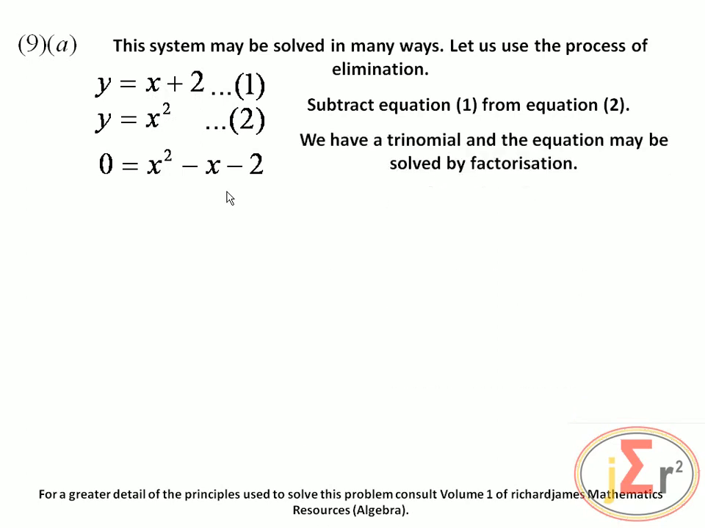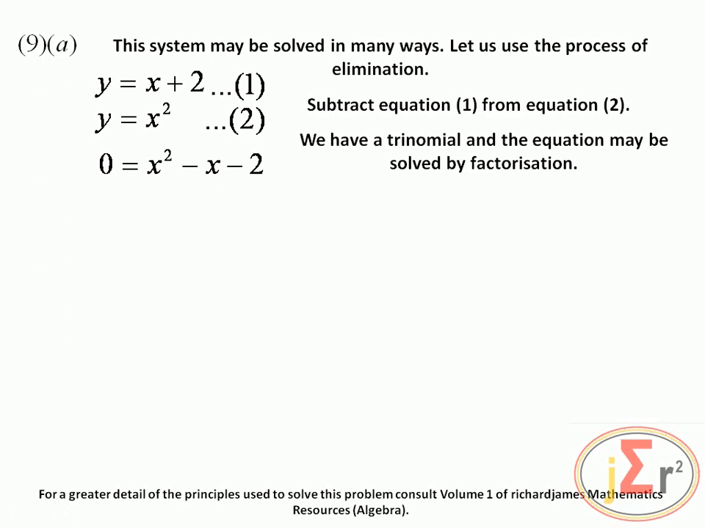We have a trinomial, and the equation may be solved by factorization. So we have this quadratic equation, and we are going to solve that by factorization. Of course, we are always accustomed to having the non-zero terms on the left hand side and 0 on the right hand side. There is no harm in having it the other way around, and solving the equation in this manner will yield the exact same result anyway.